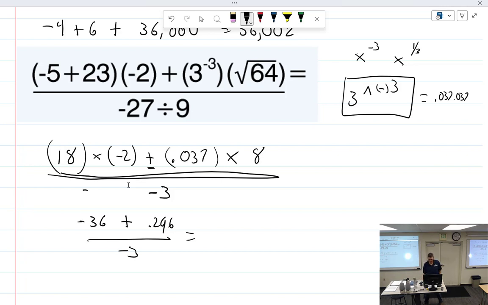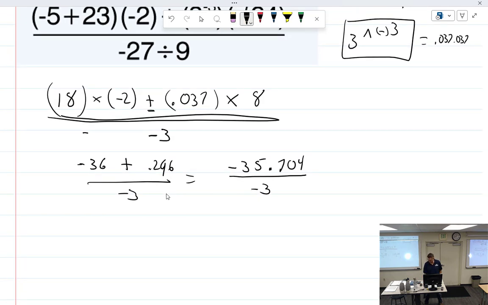What'd you get? Negative 35.704 divided by negative 3. So divided by negative 3 equals, and I got 11.9013 repeated. 11.9 would be the correct answer. Thereabouts. 11.9.